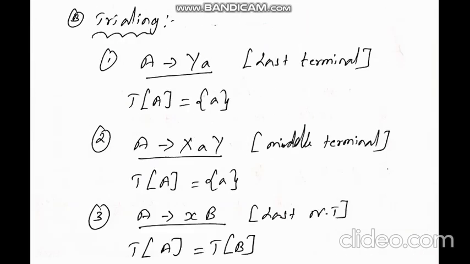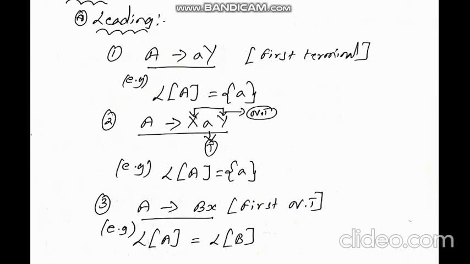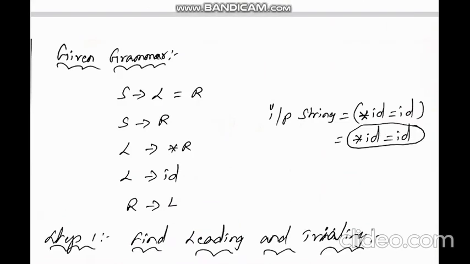Right, I hope you can see that one more time. This is leading, these are all the properties, and this is trailing, these are all the properties. If you find any similar process in the given grammar, then you need to apply it accordingly. This is the example, the given grammar. You can find it over here. This is the given grammar.